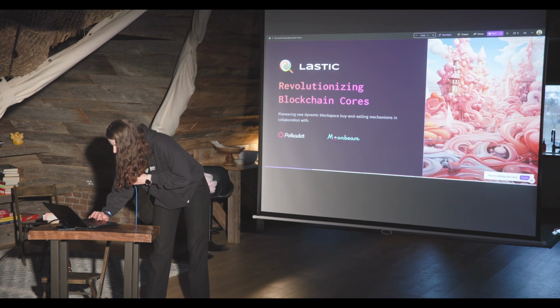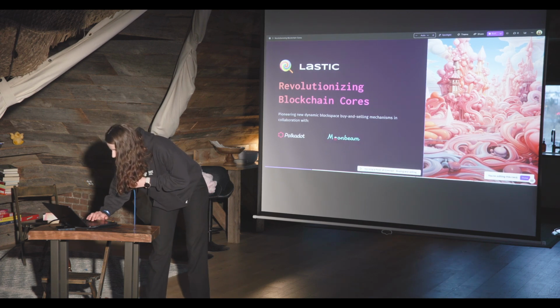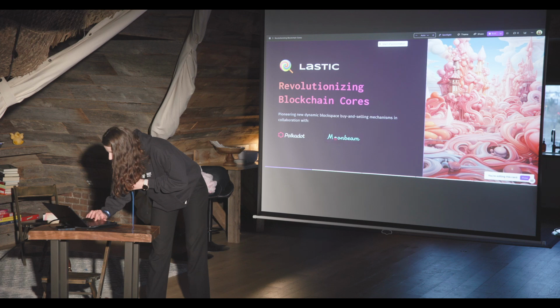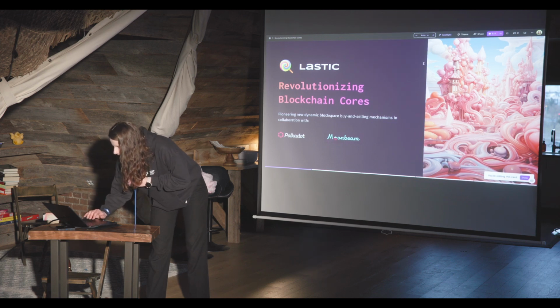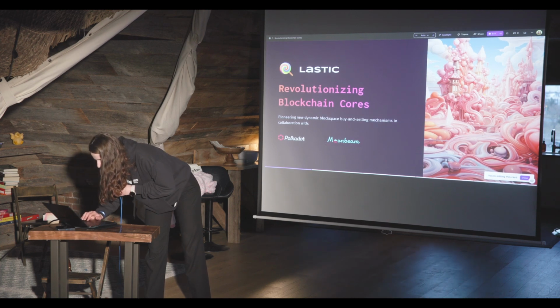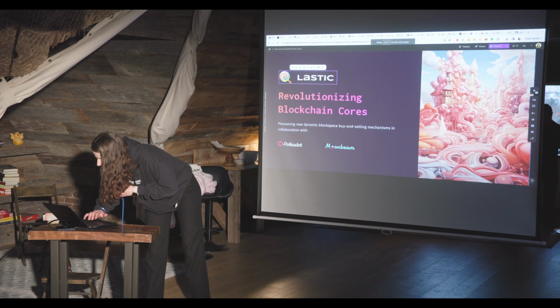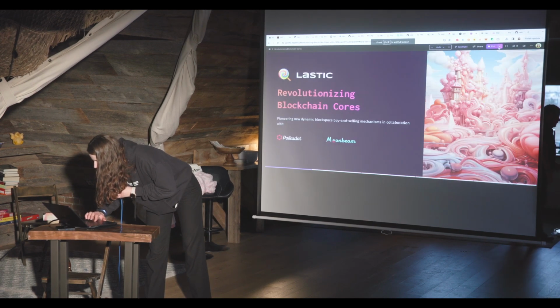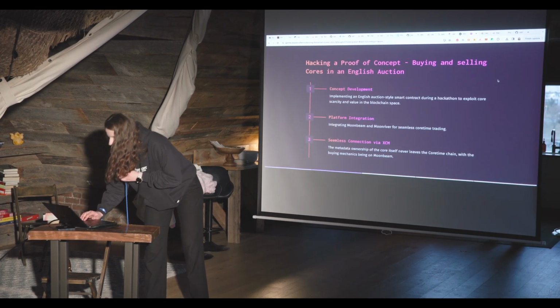Why is it not moving? Oh, damn. Does anybody know how to operate this? Exit and then present again. Yeah, okay, nice.